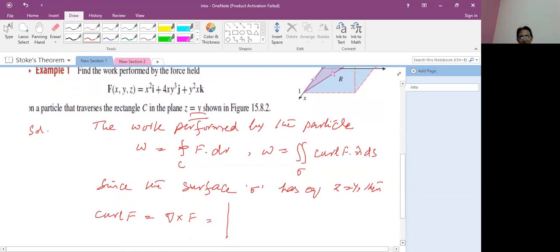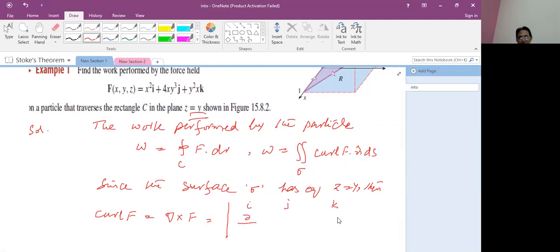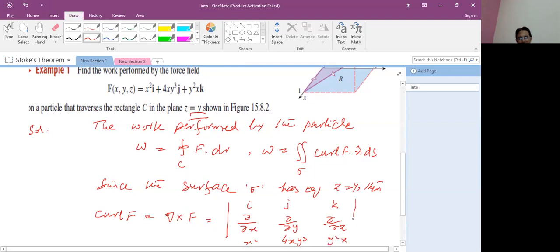So student, we make a determinant. In the first row, we write the unit vectors i, j, k. In the second row, it is partial over partial x, partial over partial y, partial over partial z. The coefficient of i, we call it f1, is x squared. The coefficient of j is 4xy cubed, and in the third column, the coefficient of k is y squared x.